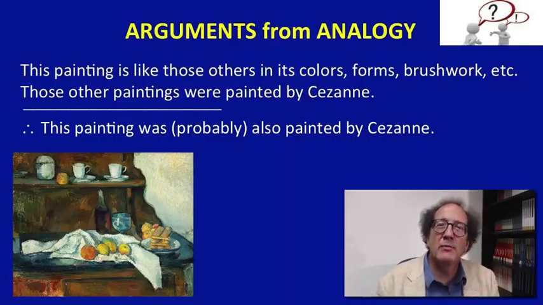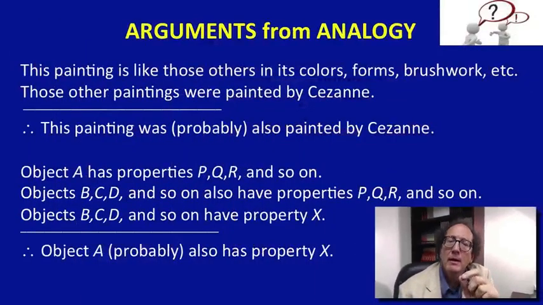Now that's an argument from analogy. This argument from analogy shares a certain form with the other arguments from analogy that we discussed before. And we can pick out that form by substituting letters for the English words in the English argument. For example, we can substitute the letter A for the subject, that is, the topic of the argument, the painting that we don't know whether it's a Cézanne or not. And we can substitute the letters B, C, and D for the similar objects that are also Cézanne paintings.